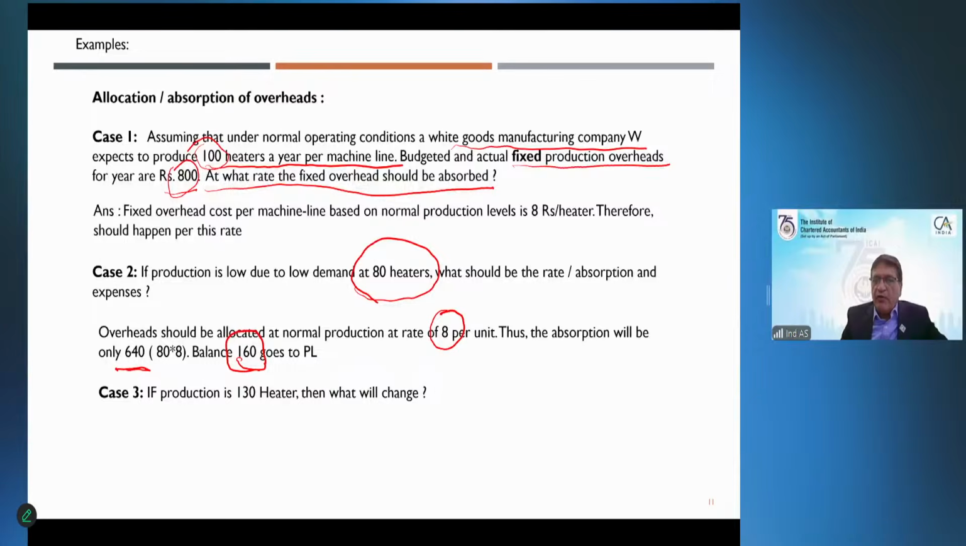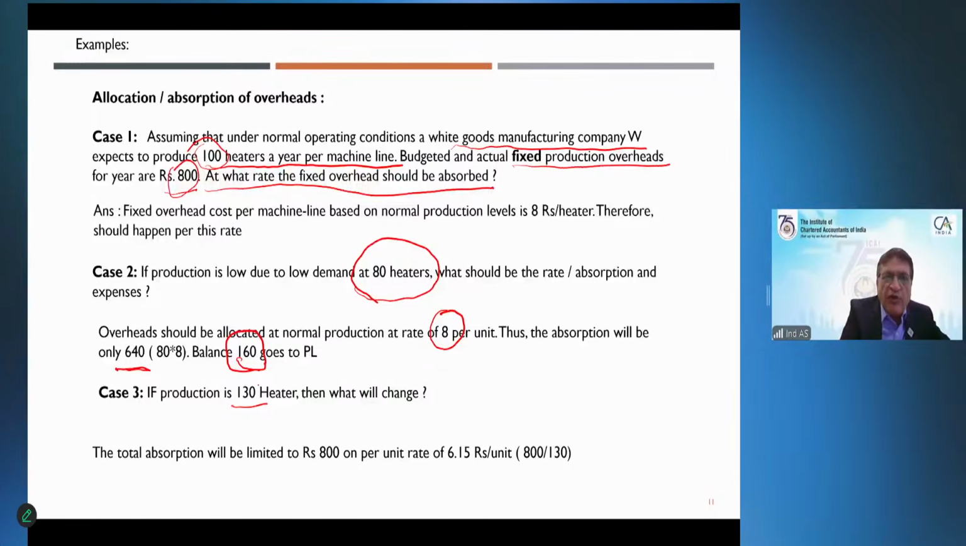The case 3 would make it very clear. Suppose my production is 130 heaters, then what change would there be? In this case, you have to absorb 800 rupees. The per unit would be 6.5 because 800 divided by 130. In this case, I should be able to absorb all the 800 rupees as a fixed overhead. So friends, I think this should make the absorption clear, particularly with regard to the fixed overhead.